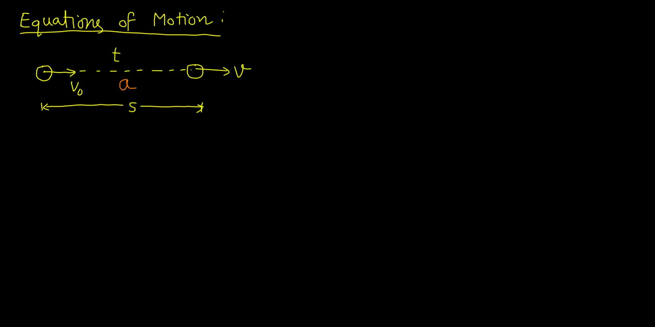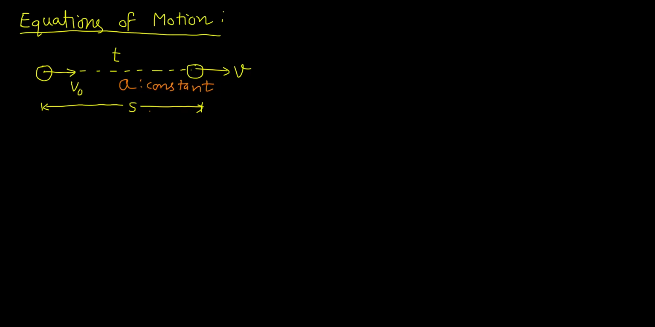Hello students, so today in this video we are going to learn how to derive three equations of motion. Suppose we have a body which is initially moving with velocity v naught, and after time t its velocity becomes v, and during this interval of motion the acceleration of the object is constant, and that is a, and in this duration the object covers a displacement small s.